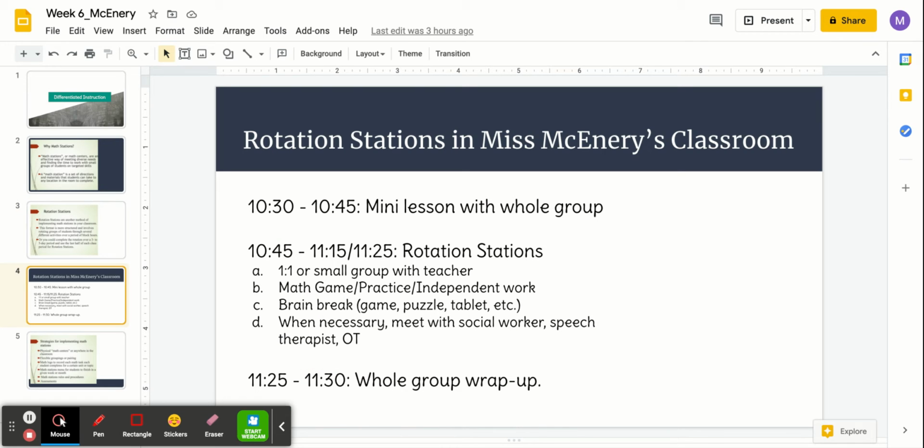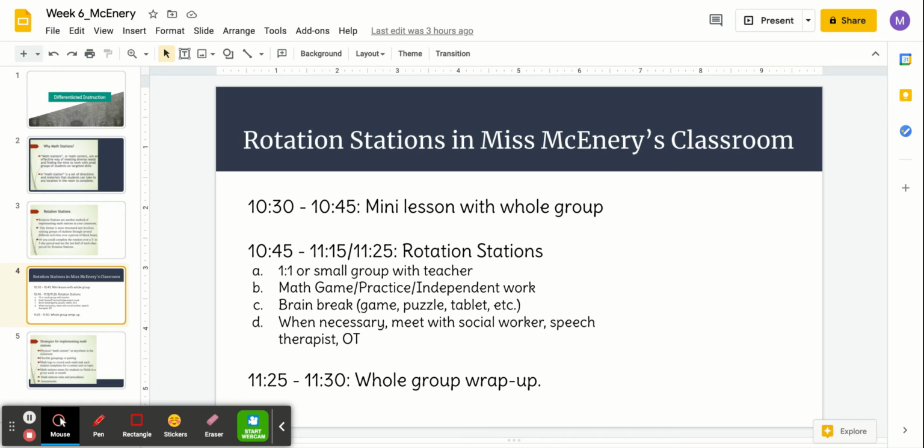So on this next slide, this is my rotation schedule for math. We do it right before lunch. We start off at 10:30 to 10:45. Usually this lasts about 10 to 15 minutes. And it's just a mini lesson with the whole group.